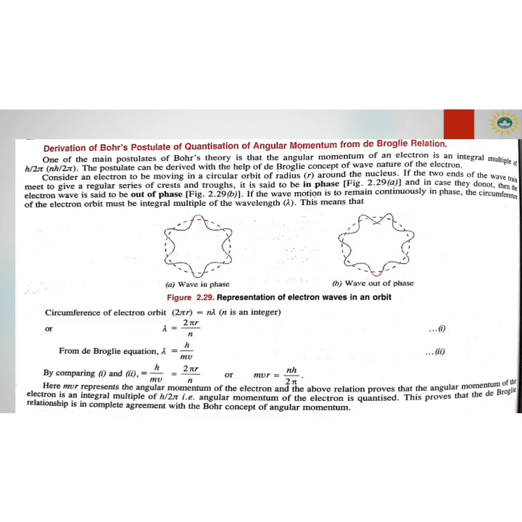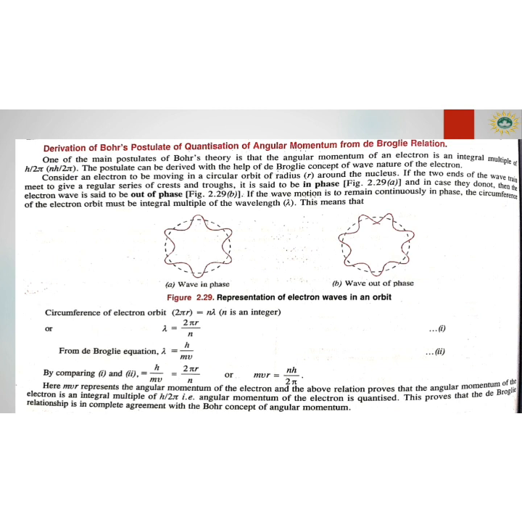Now we have to derive Bohr's postulate of quantization, that is angular momentum, from de Broglie's equation. We know Bohr's equation, that is mvr is equal to nh by 2 pi. We'll solve this angular momentum equation using de Broglie's relation.